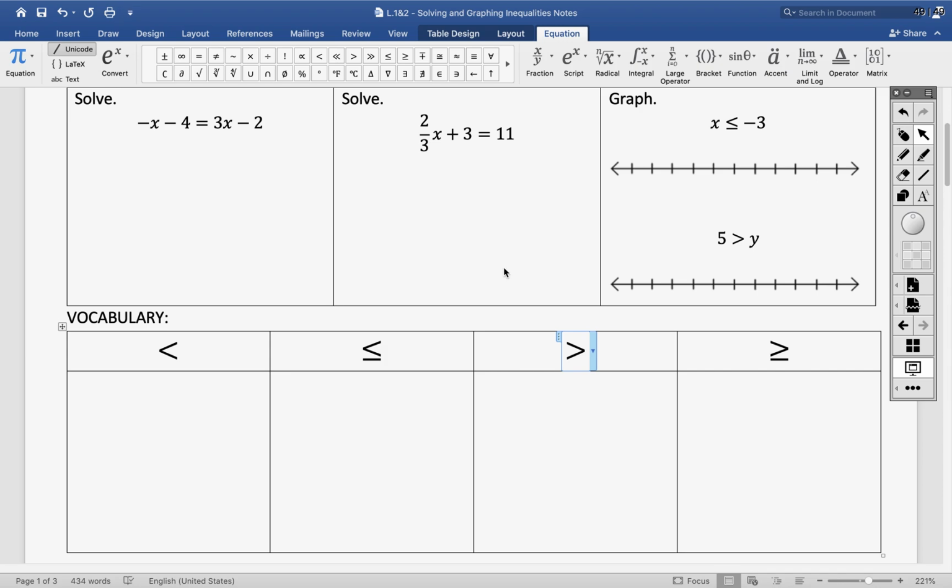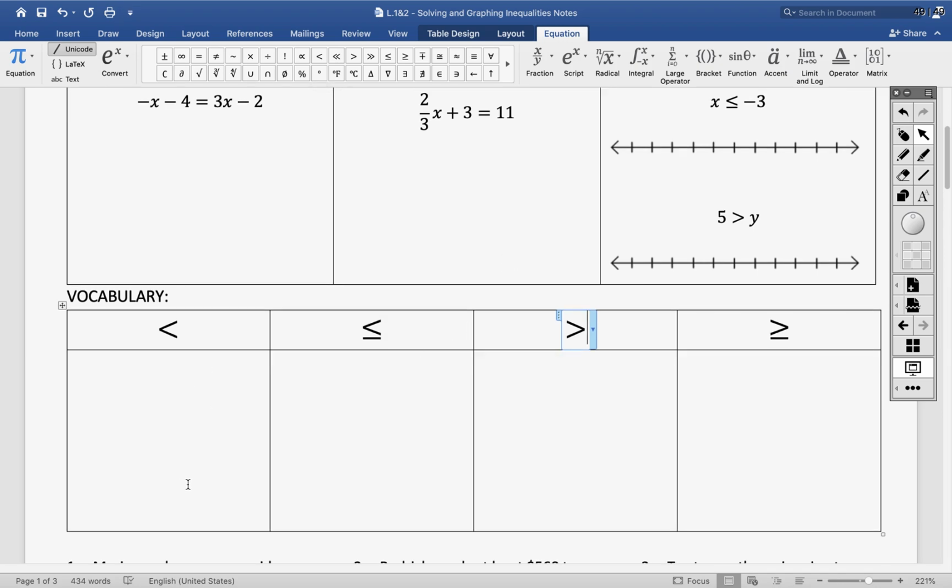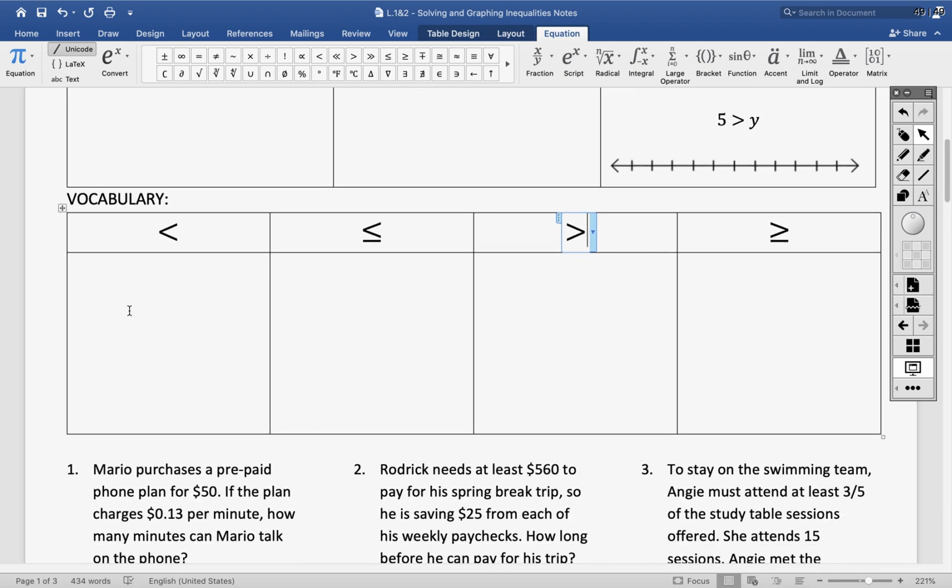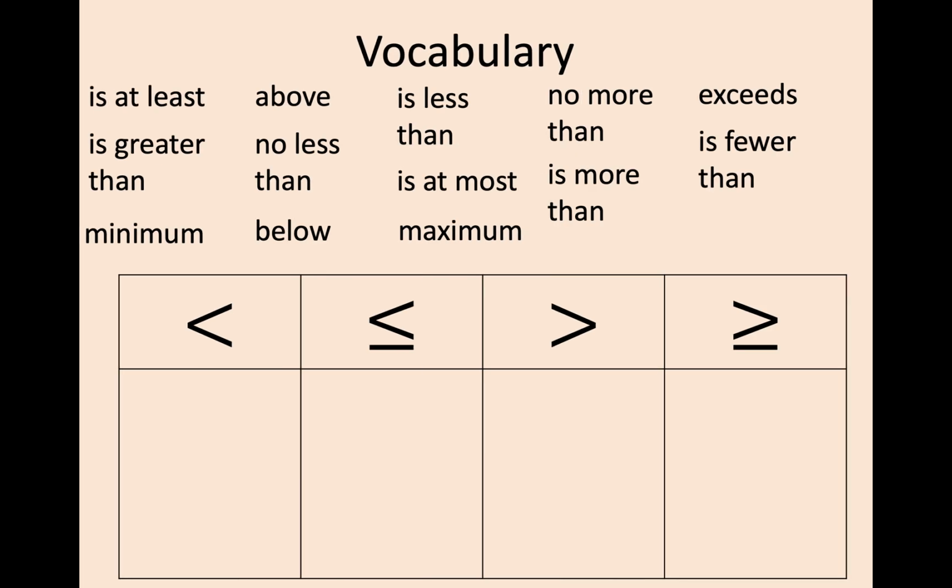Okay, now they match. So I want you to write them in each of these columns as we go through and look at the vocabulary for some of the words. Now, you might look at this and say, okay, well, this is less than. So yes, you could bring is less than into this box. Oh, this one will be is less than or equal to. This one's greater than, this one's greater than or equal to.